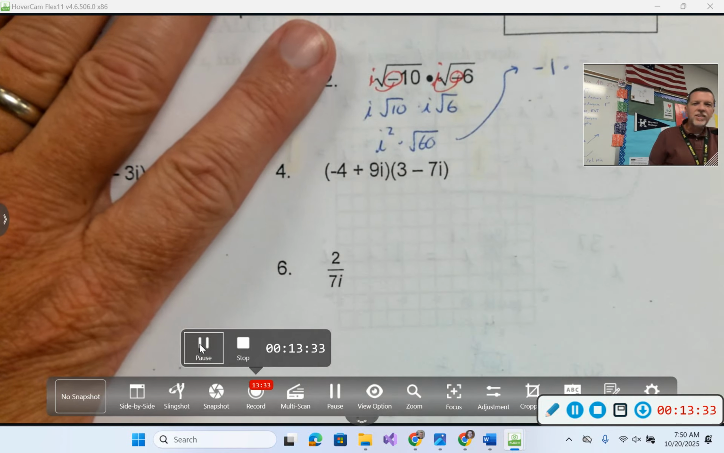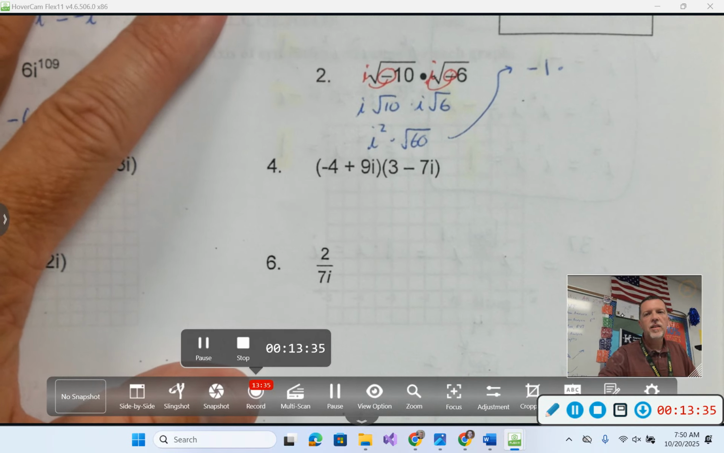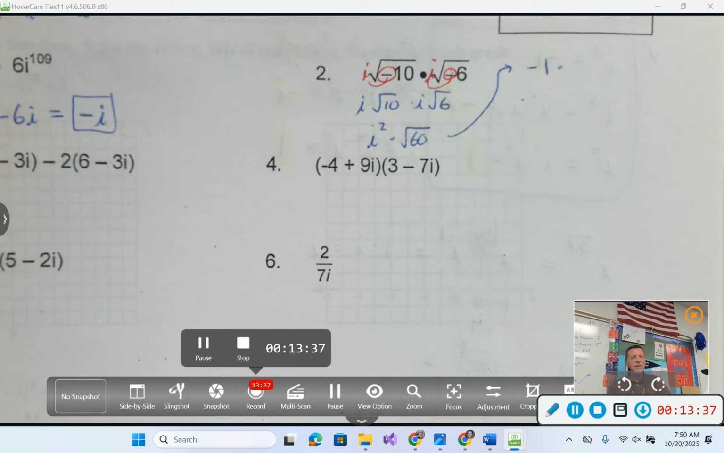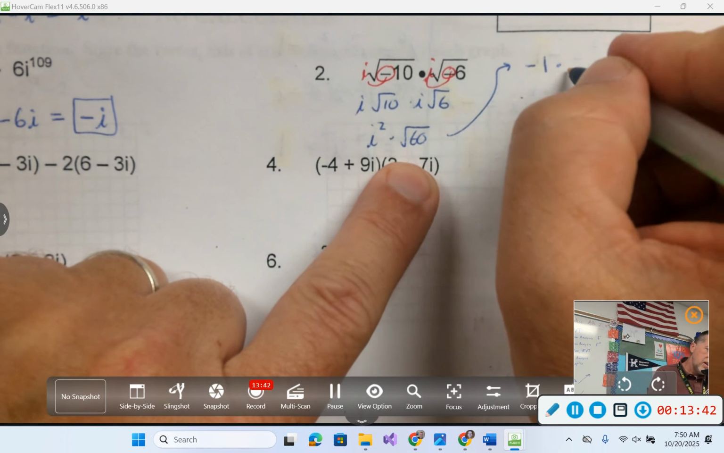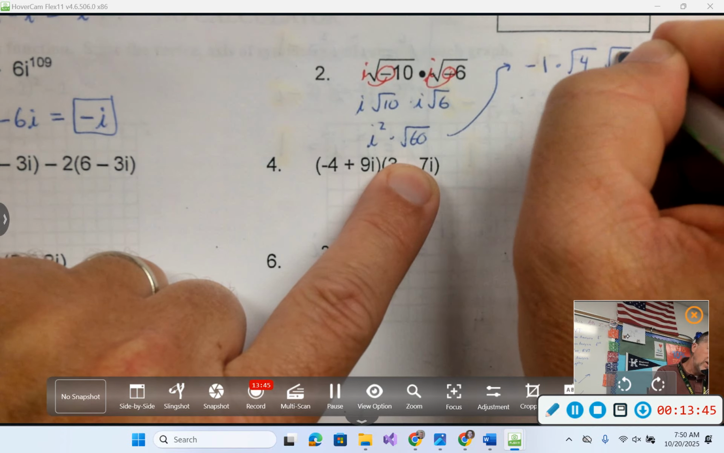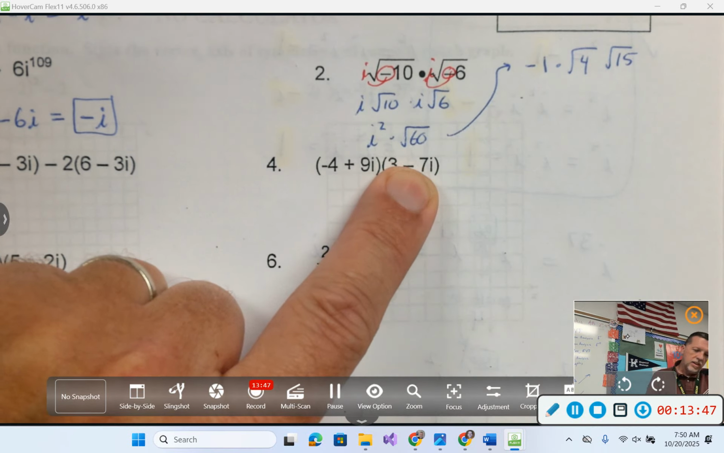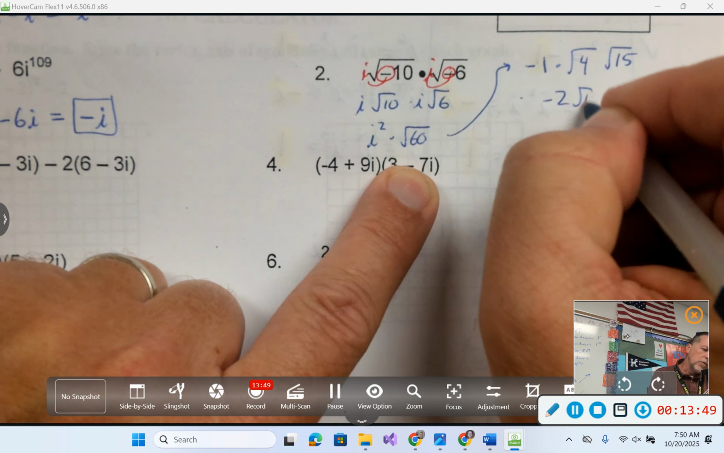And then 60. Feels like I could break apart 60 into something that has a square root and something that doesn't. 4. Yeah, 4 and 15. So negative 2 root 15.